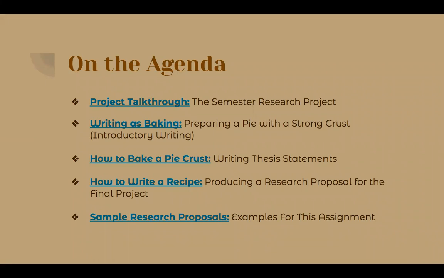We'll move from writing as baking to how to bake a pie crust, writing thesis statements, so that we can focus specifically on the role that a thesis statement plays in a research project, followed by how to write a recipe, producing a research proposal for the final project. And this is going to be where we delve into specifics as to how to construct your research proposal. And then we'll end with sample research proposals or examples for this assignment, where I'll talk briefly about some of these sample research proposals that I've provided for you to look at from past students who have approached this assignment.